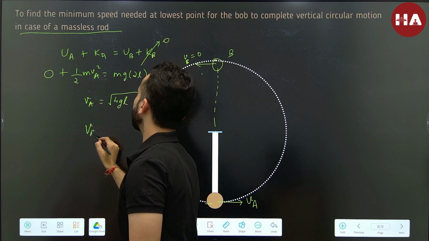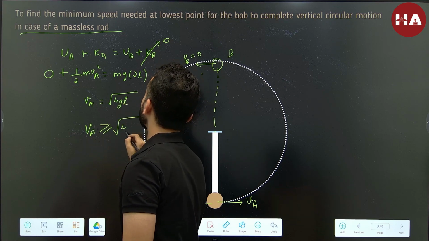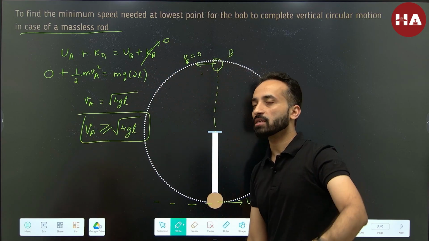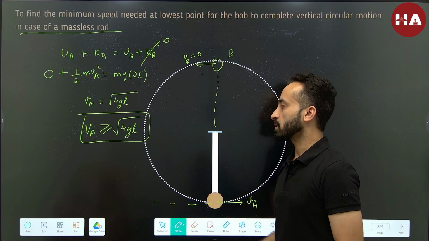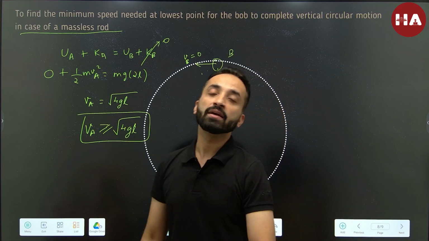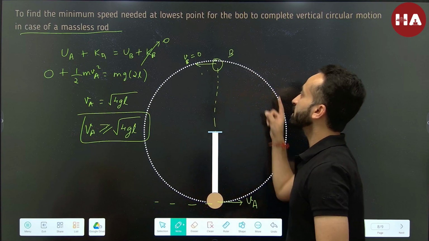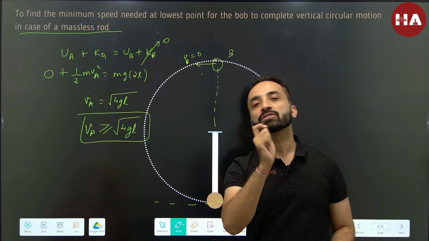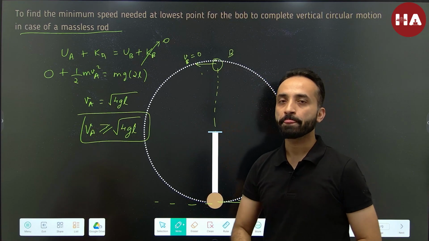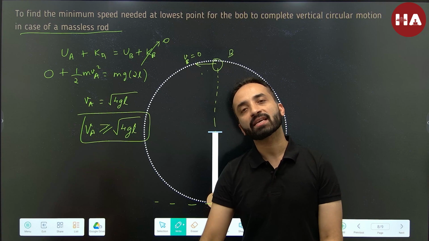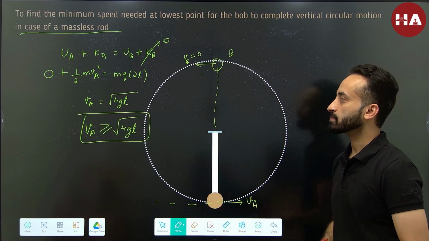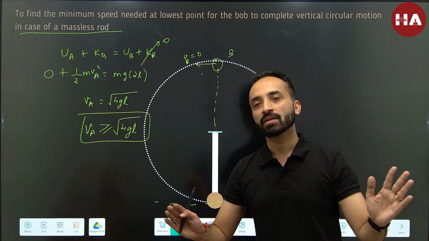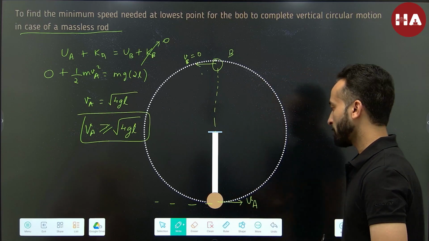So you can provide any velocity greater than or equal to root 4gL if it is a rod and you want this to complete the circular motion. While in the case of a string it was root 5gL, because at the highest point you did not ensure that the velocity is 0, you ensured that the string does not slack, tension was 0. So here at the highest point velocity is 0, in that case at the highest point tension was 0. Alright, so you can copy this down, then we take one numerical to finish off this short and sweet class on vertical circular motion.